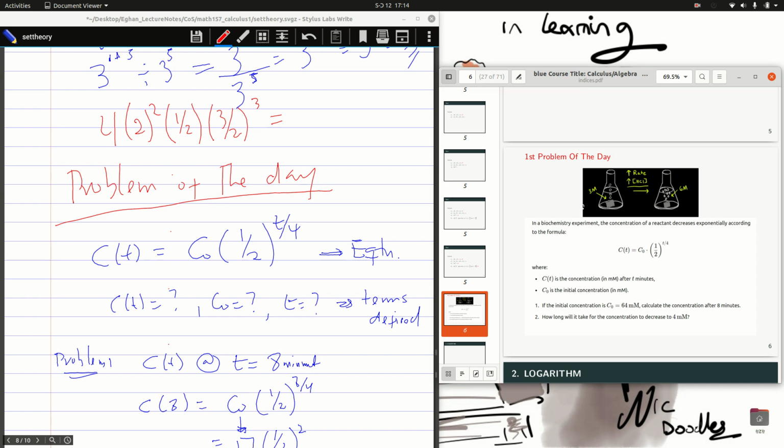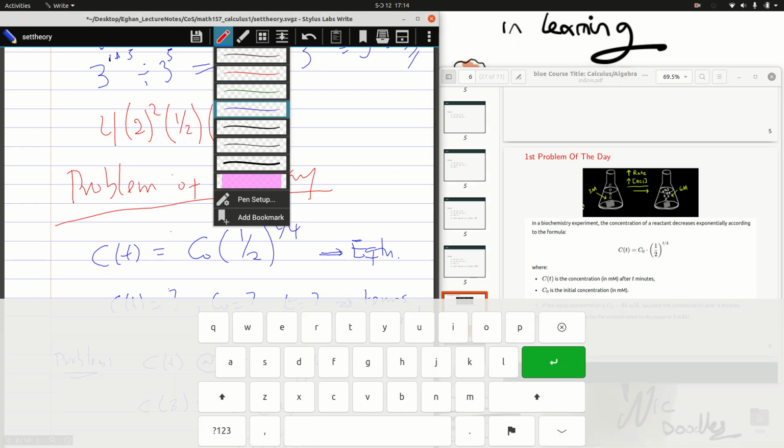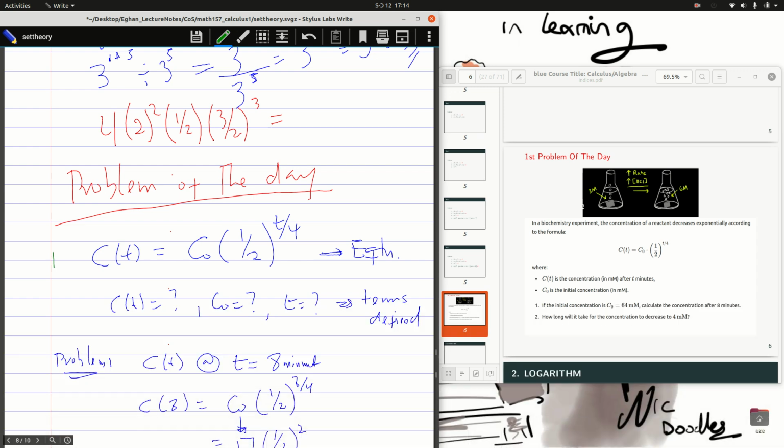So in the first place, an equation was given. I have written it down. Mathematical equations in the problem, where CT and C0 are being defined. I'm extracting my information. So the first case is to extract your information. Some terms are being defined, you must know them. C0 is the initial concentration, CT is the concentration after some time.